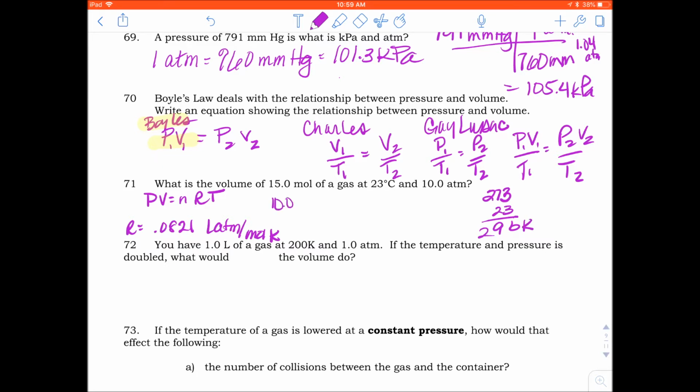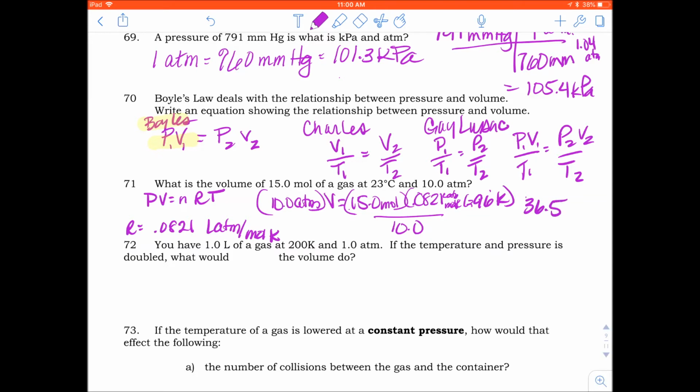So our pressure is 10 atmospheres. We're solving for volume. The number of moles is 15 moles. 0.0821 is our gas constant. And then our temperature is 296. Now we just plug and chug. So in order to get volume by itself, divide both sides by 10. 36.5 liters.